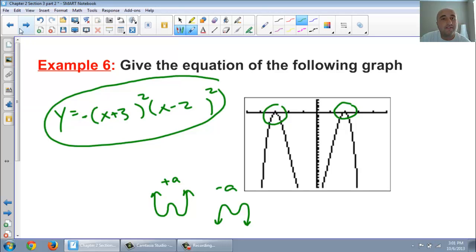So that's it. That's chapter 2, section 3, part 2. Writing equations of graphs and writing equations from a graph. Hopefully this makes some sense.